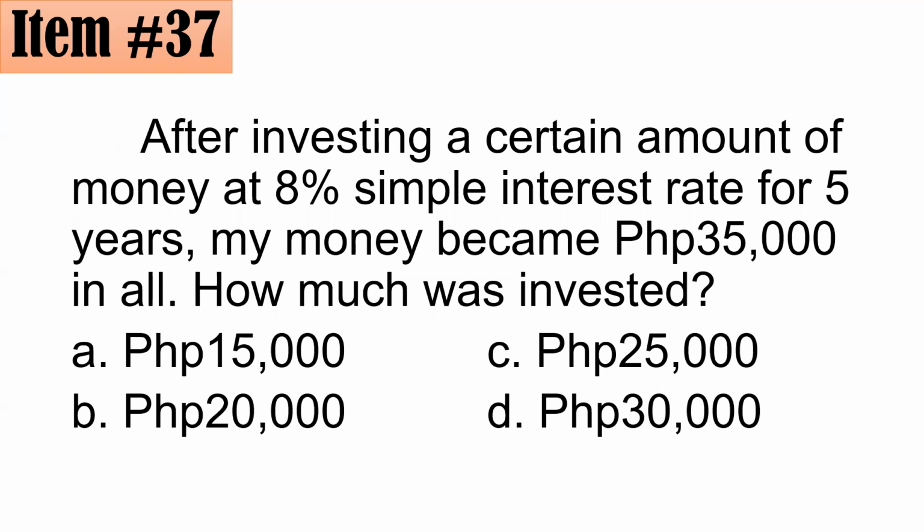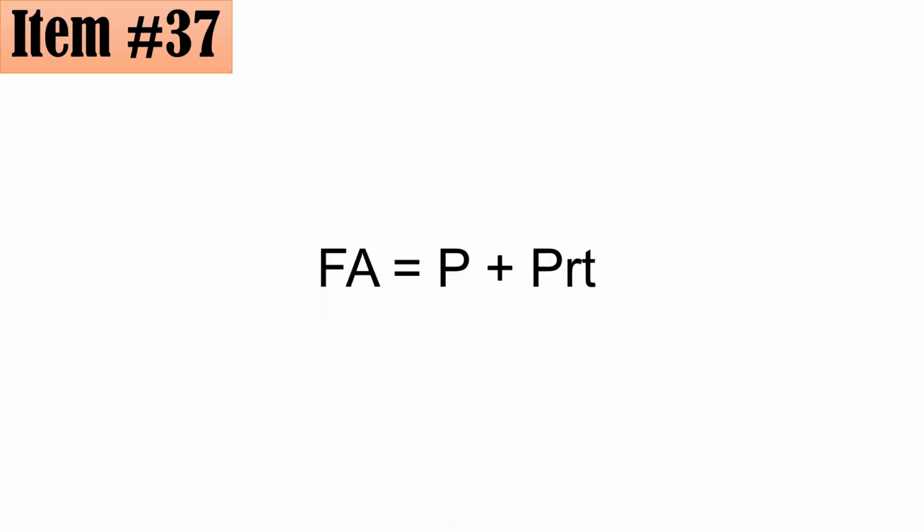Marami yung nagsasabi na letter C, 25,000 pesos. Yung iba siguro nag-trial and error lang. Hindi po ako sure ha. Siguro yung iba ginawa nila ay nag-trial and error. Tapos chinek nila kung saan sa kanila ang magbibigay ng 35,000 when invested at 8% simple interest rate for 5 years. Pero meron po tayong paraan no, na we can do this algebraically.